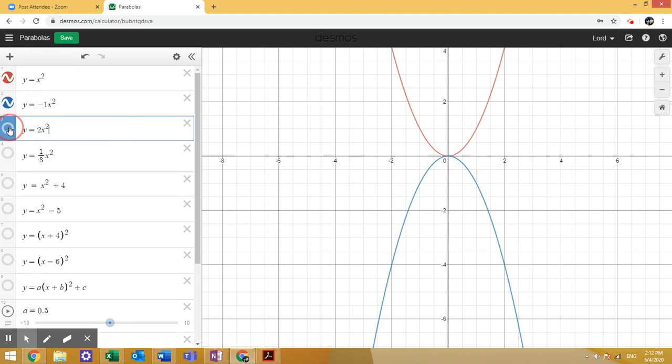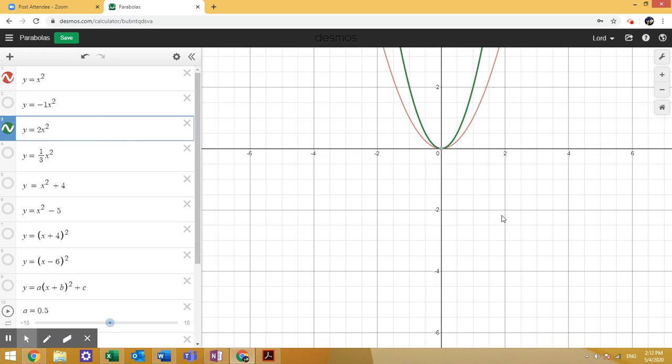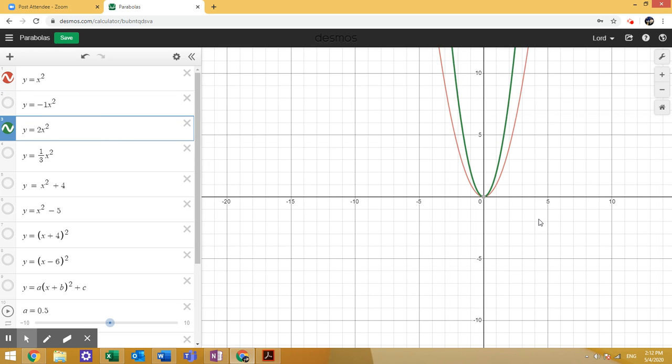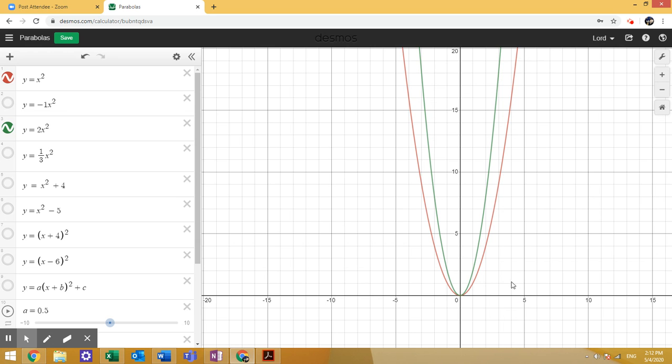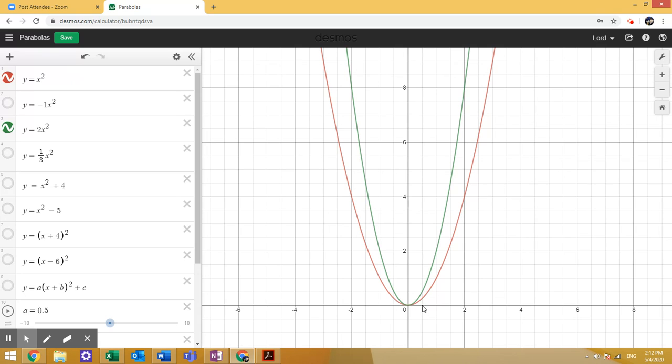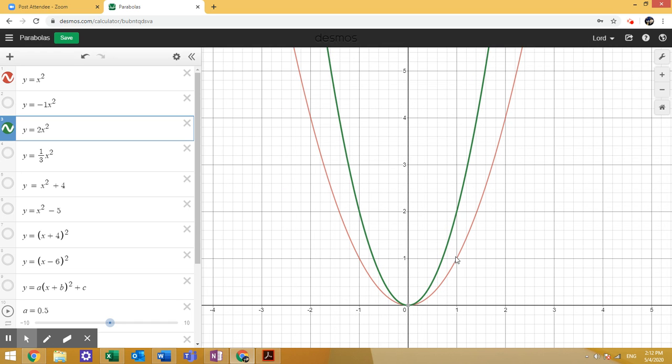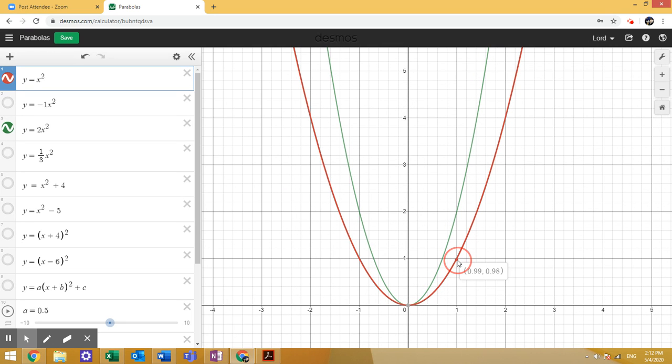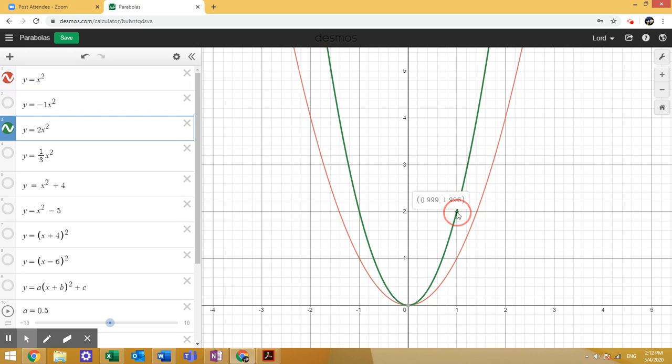Okay, let's have a look at this one. So I'm going to turn off the negative graph and I'm going to turn on y equals 2x squared. So everything is doubled. It happens twice as fast. So if I look at this point here, (1, 1) on my red graph, let's zoom in again. There it is. But everything's doubled, so on the green graph it's (1, 2). Oh, I went past it. There it is, (1, 2). Okay, so everything's been doubled.